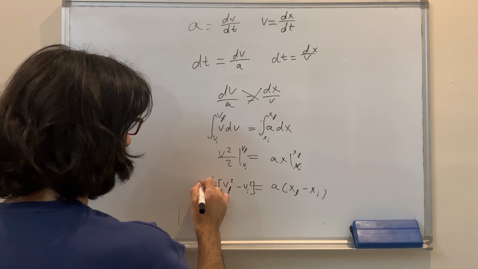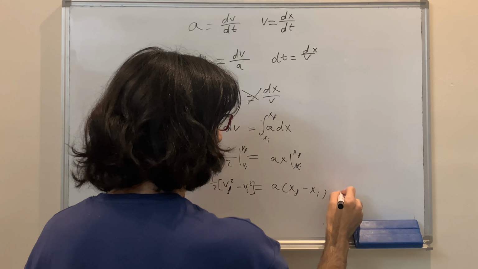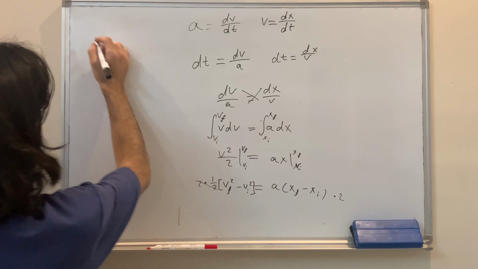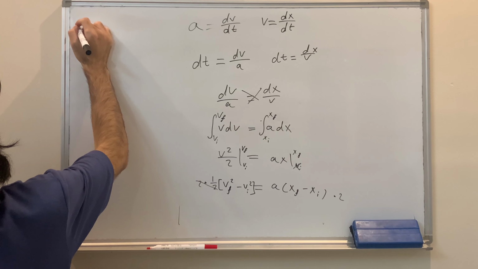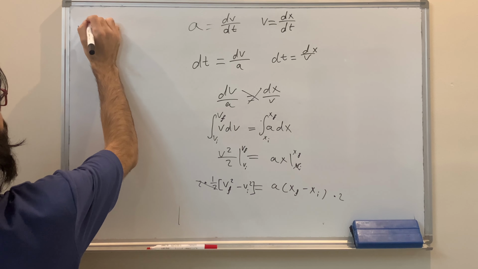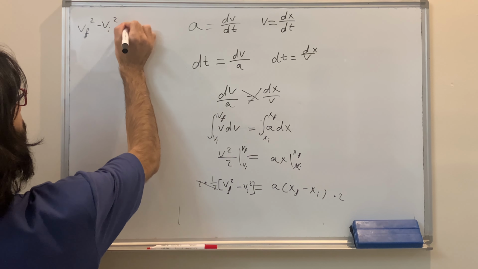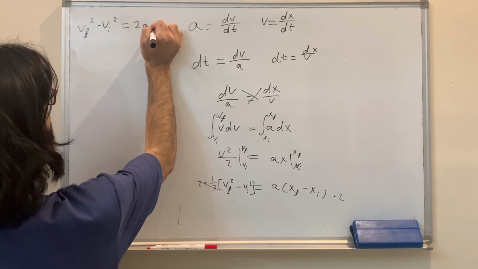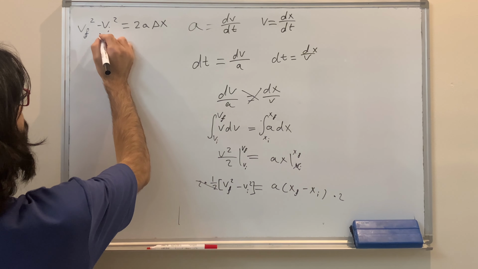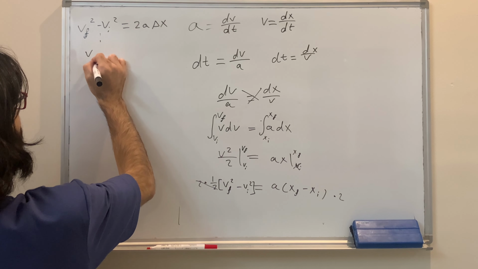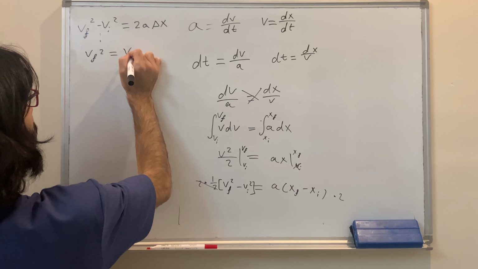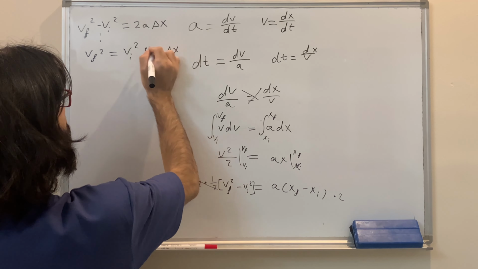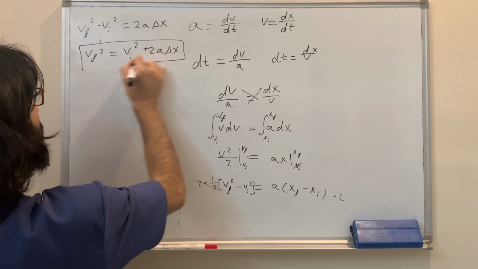Now we can multiply the 2 on both sides to get rid of it, and then we're gonna end up with v final squared minus v initial squared equals 2a delta x, and then you just move the v initial to the other side, which is gonna give us v final squared equals v initial squared plus 2a delta x, and this is the final one.